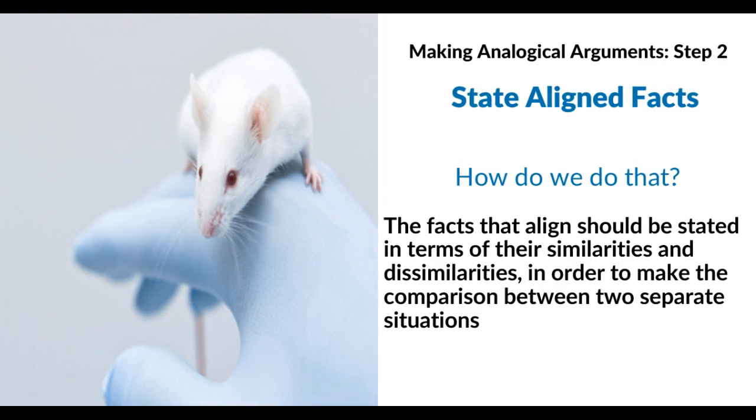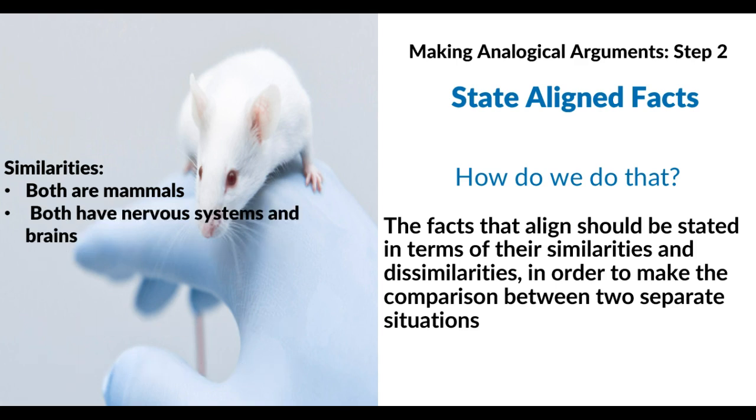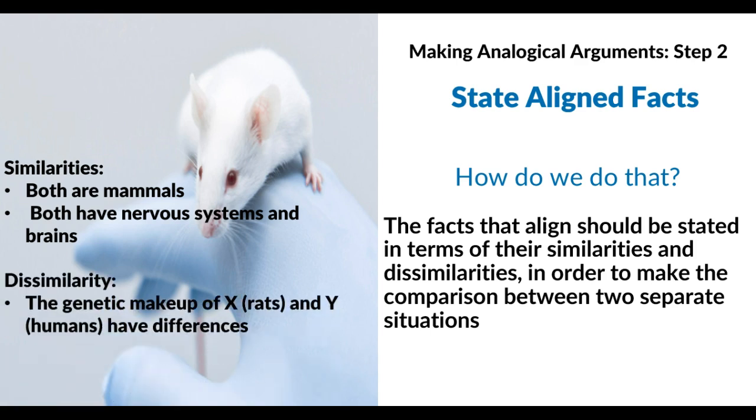How do we use that to make analogical argument step 2 that involves stating aligned facts? The facts that align should be stated in terms of their dissimilarities and similarities in order to make the comparison between two separate situations. For example, similarities between rats and humans could include both are mammals and both have nervous systems and brains. A dissimilarity could be that the genetic makeup of rats and humans are different.